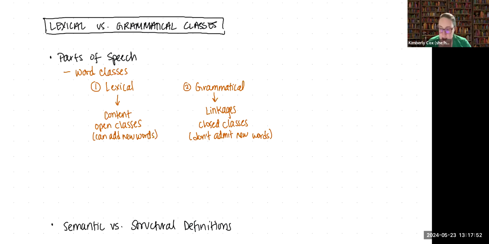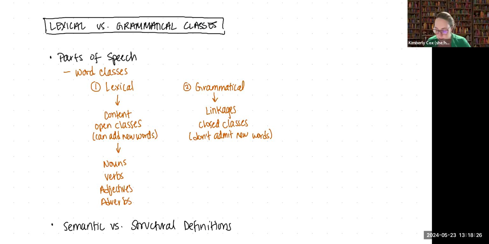An example of a lexical class would be nouns, verbs, adjectives, and adverbs. I'm going to give you a couple of examples. These are classes that admit new words. Tweeting, texting, new verbs. Bootylicious, a new adjective, very popular in the 90s or 2000s.